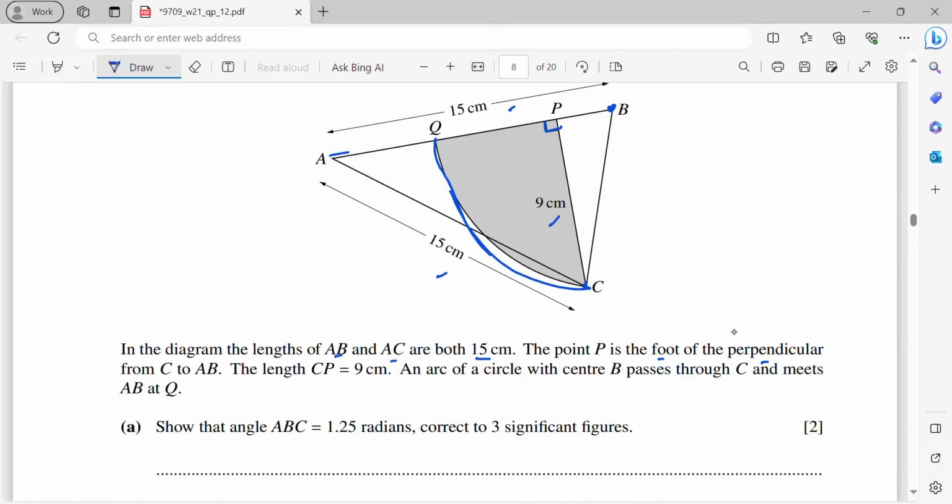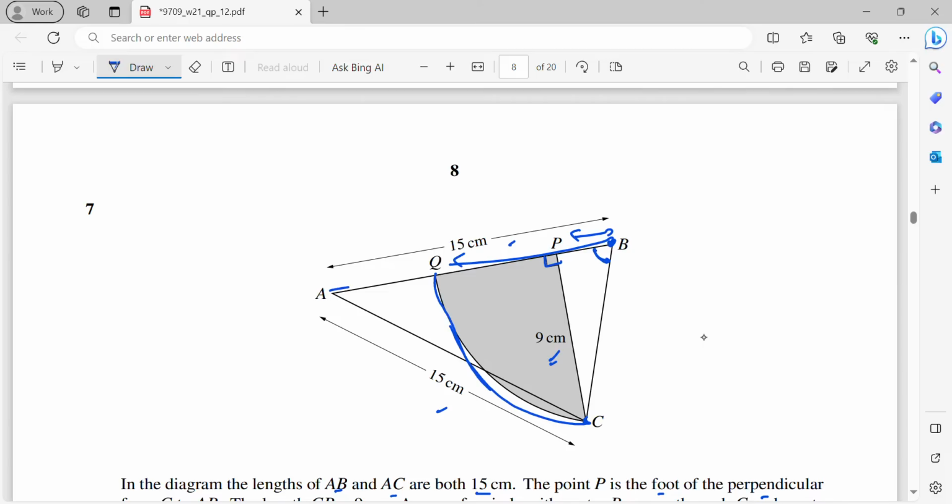Now, show that the angle ABC is 1.25 radians, correct to 3 significant figures. You want to show this. So now I need to find the BP. I need to find what is this length first, because I have 9. Once I found the BP length, then I can use this is the opposite, this is the adjacent. I can use tangent of the angle equals 9 over BP. But before you get BP, let's look at the triangle first.